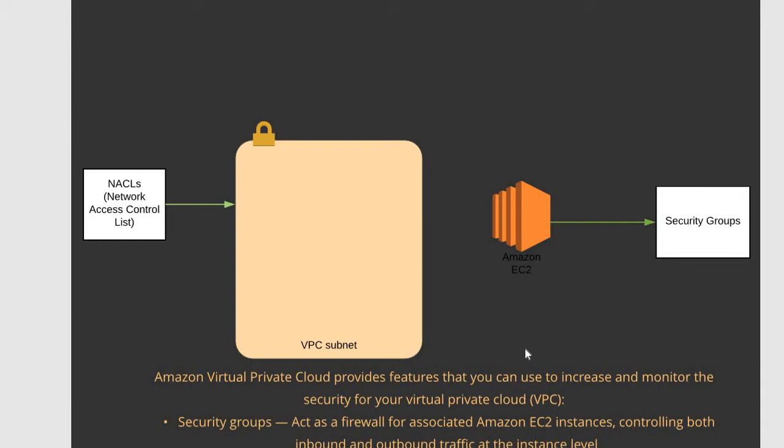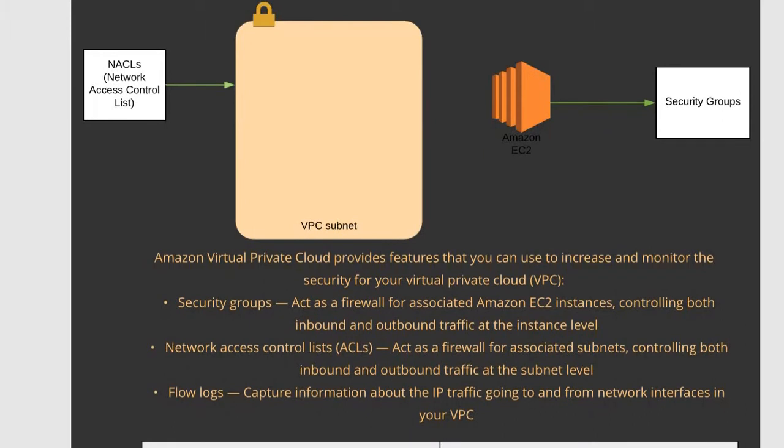So if I scroll down a little bit over here, we see the definitions of security groups that act as a firewall for associated EC2 instances, controlling both inbound and outbound traffic at instance level. While network access control list acts as a firewall for associated subnets, again controlling both inbound and outbound traffic at subnet level, right? And then we have flow logs that basically capture the information about the IP traffic that is going to and from the network interfaces in your VPC.